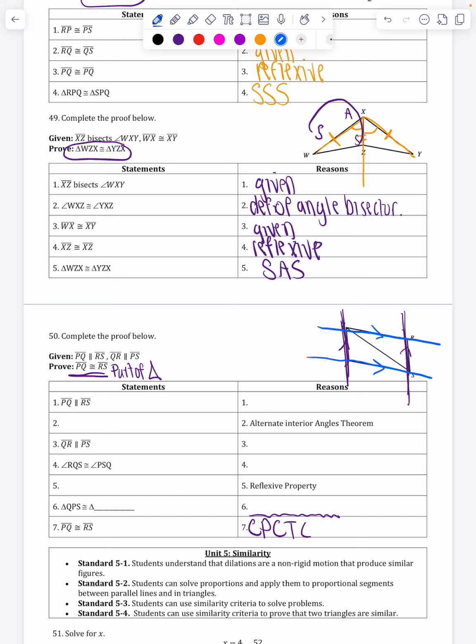All right, and then it says alternate interior angles. Well, the alternate interior angle that I chose was RQS, which is right here, in pink. And it's congruent with angle PQS. So let's go ahead and write that. I'll jump back to blue. Angle RSQ is congruent to angle PQS. All right, and then it tells us QR and PS are parallel, so that's given.